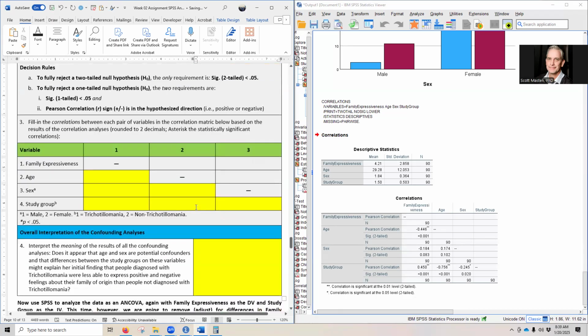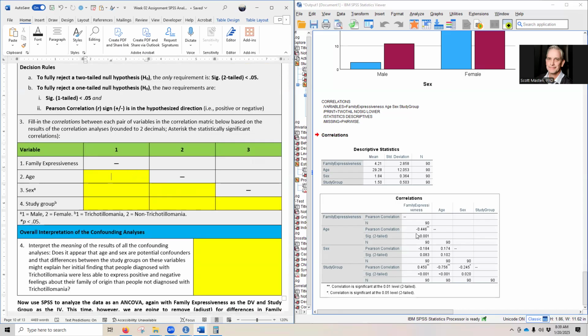Let's fill some stuff in and throw some stars up in here too and see what we got. So age is right here. Age and family expressiveness. 1 stands for family expressiveness, 2 is age, 3 is sex. That's what all this means. So that is negative 0.45, and that gets a star because sig is less than 0.05. Just going down the line, negative 0.18, no star.